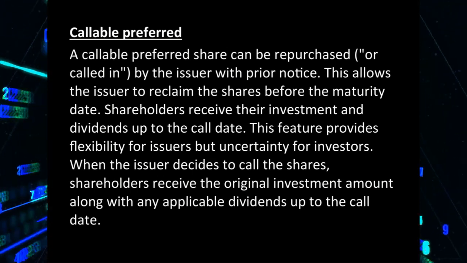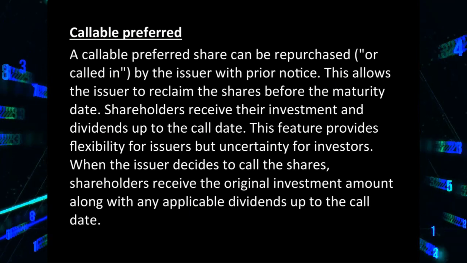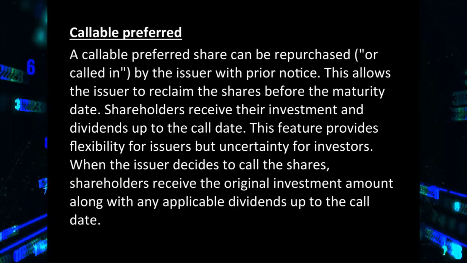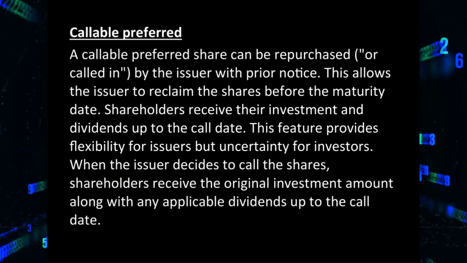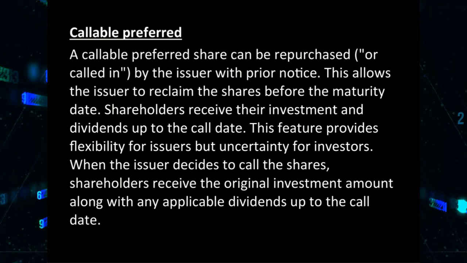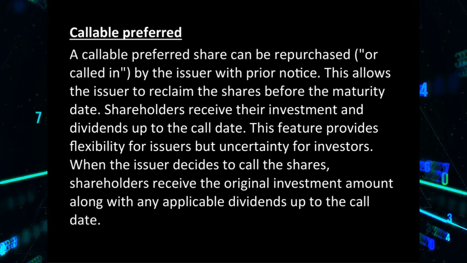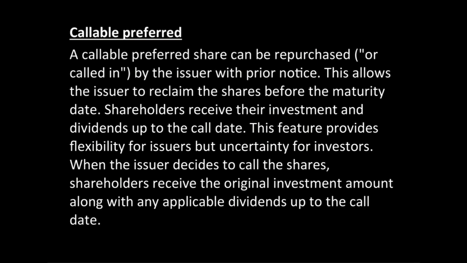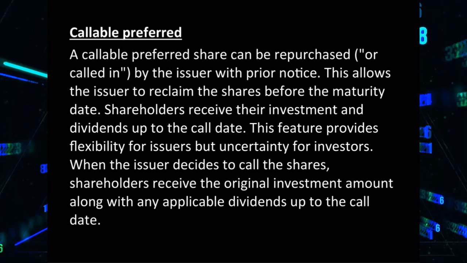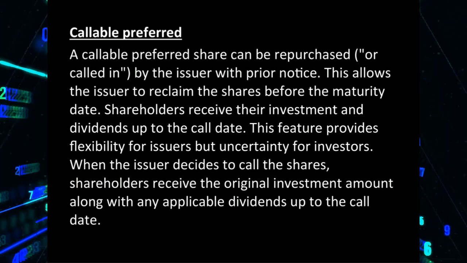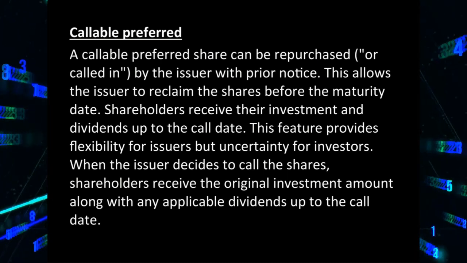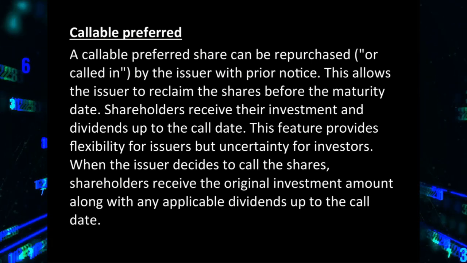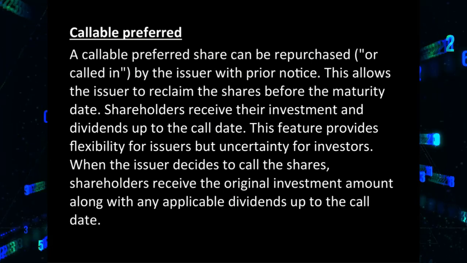Callable preferred. A callable preferred share can be repurchased, or called in, by the issuer with prior notice. This allows the issuer to reclaim the shares before the maturity date. Shareholders receive their investment and dividends up to the call date. This feature provides flexibility for issuers but uncertainty for investors. When the issuer decides to call the shares, shareholders receive the original investment amount along with any applicable dividends up to the call date.